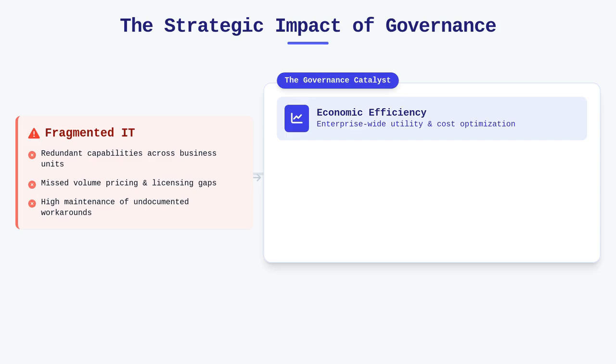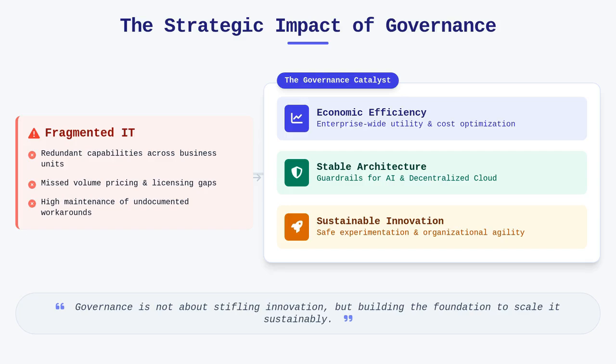When you are looking to integrate advanced technologies like artificial intelligence or decentralized cloud services, you need a stable architecture and a clear set of policies to guide the implementation. Governance provides the guardrails that allow your organization to experiment and pivot safely, knowing that the core systems remain robust. Achieving this kind of organizational agility is impossible if your technical foundation is chaotic, disjointed, or suffering from the high maintenance costs of undocumented workarounds.